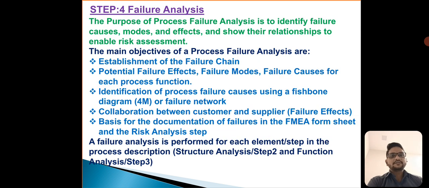Next, the purpose of process failure analysis is to identify failure causes, modes, and effects. We need to focus on what the failure modes are, what their causes are, and what their effects are. We need to establish the failure chain: potential failure effect, failure mode, and failure causes for each process function. Failure causes are identified using a fishbone diagram, with collaboration between customer and supplier on the failure effect.